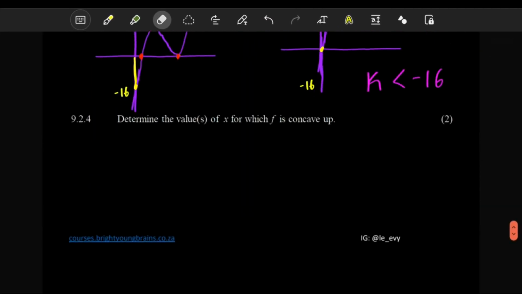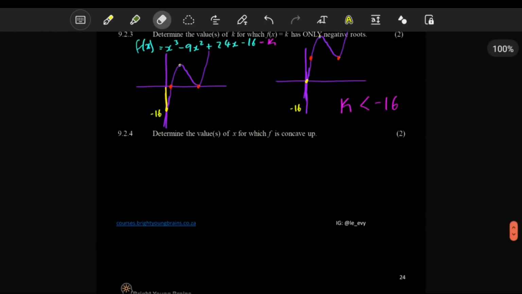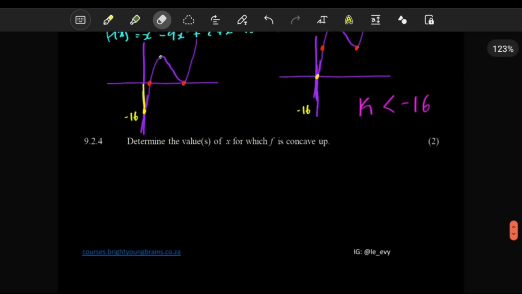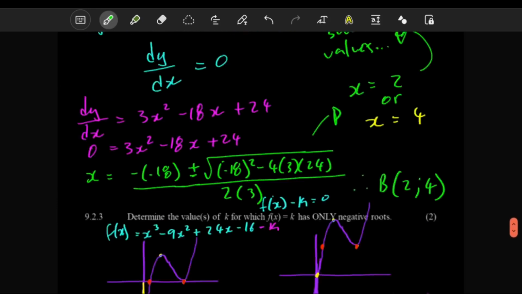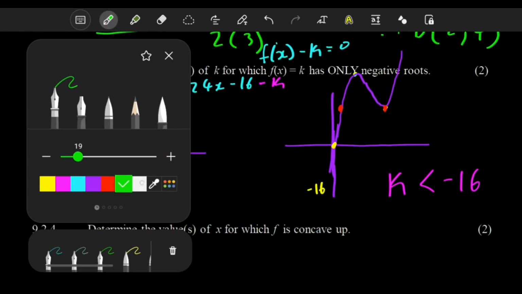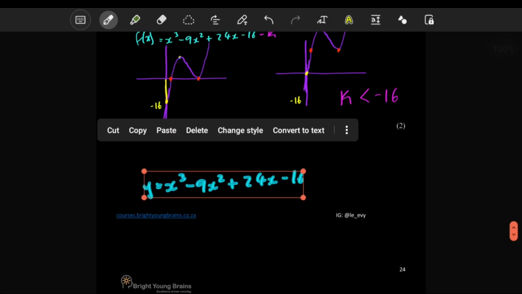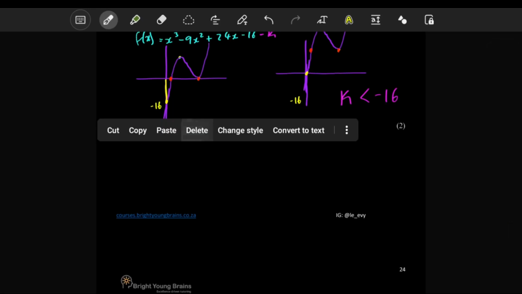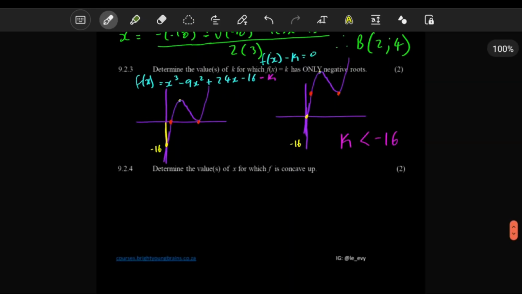9.2.4, for 2 marks, says determine the values of x for which f of x is concave up. Concavity all depends on where the point of inflection is, so we can even use this image to help us. Let me paste the graph here. Actually, let me not complicate things.